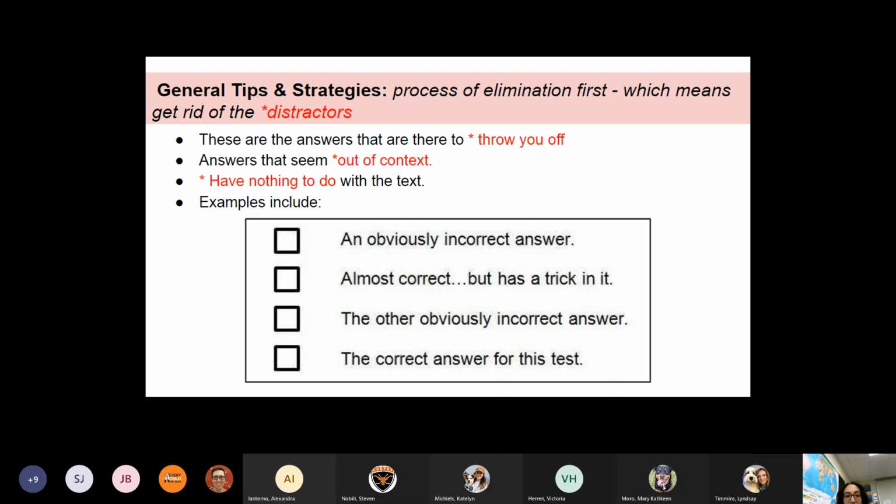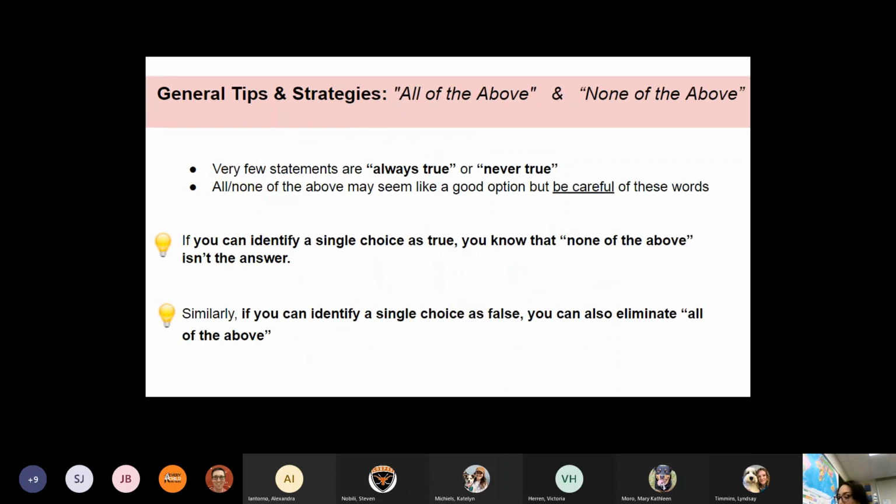They have nothing to do with the text. So you want to make sure that you're using the strategies to eliminate these. Another thing I want to draw your attention to are questions that have answers like always true, never true, all of the above, none of the above.